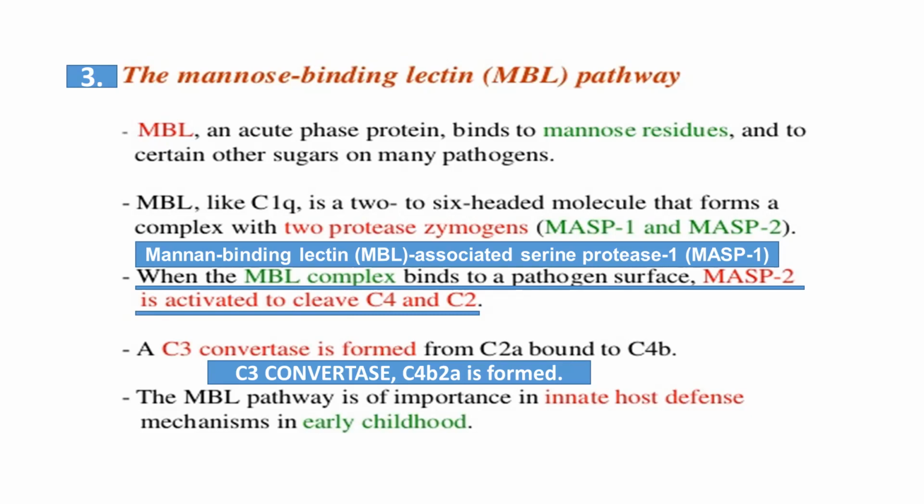MASP2 is activated to cleave C4 and C2. C2 is cleaved into C2a and C2b, while C4 is cleaved into C4a and C4b. The C3 converting enzyme is formed from C2a bound to C4b. This is the C3 converting enzyme. C4b2a is formed, which is the C3 converting enzyme. The MBL pathway is important in innate host defensive mechanism in early childhood.